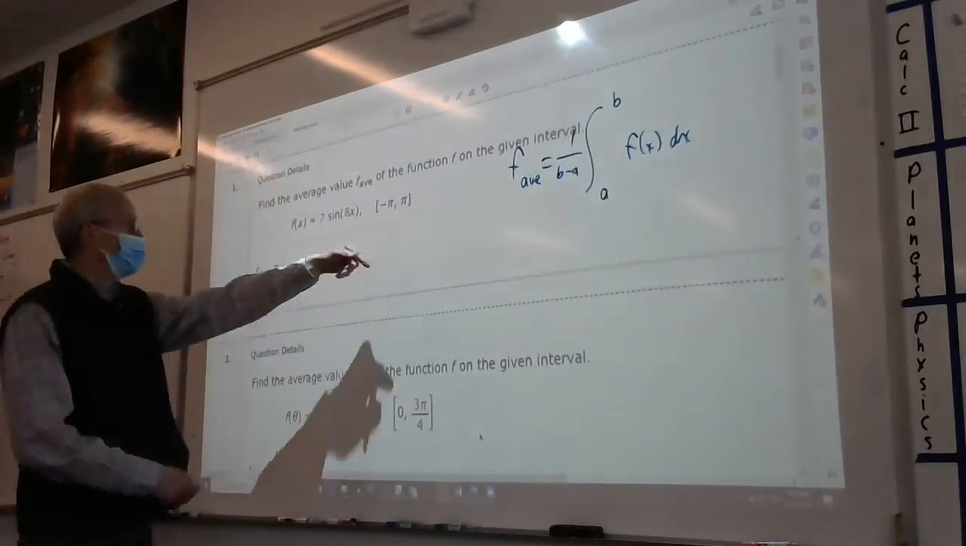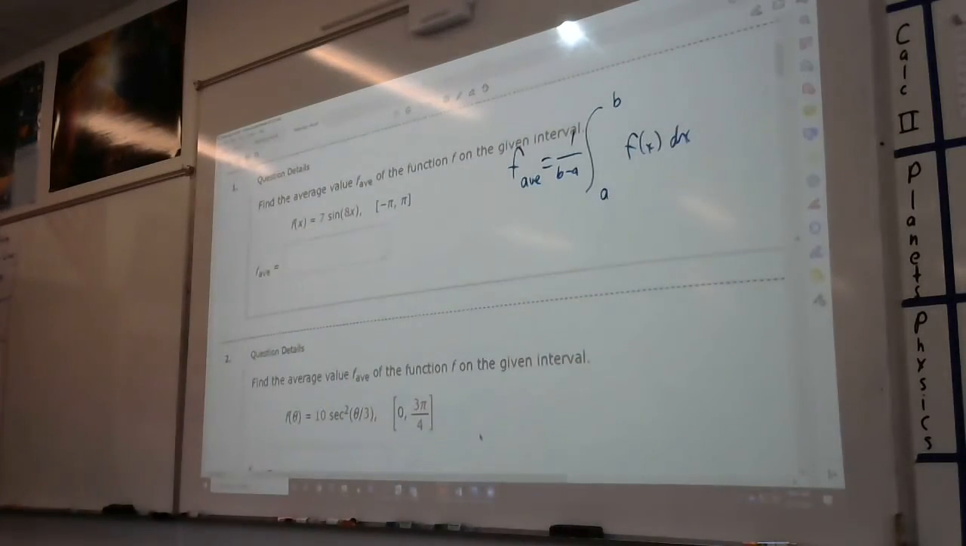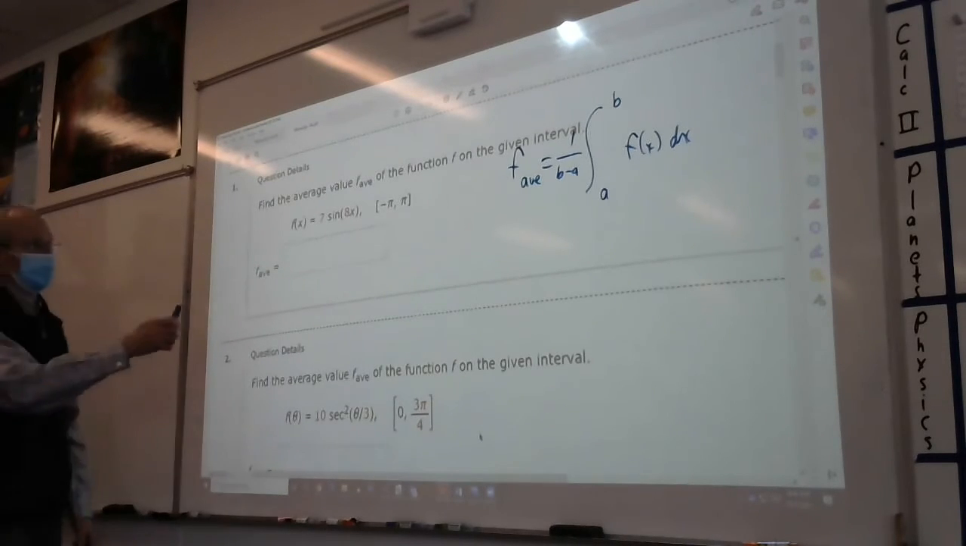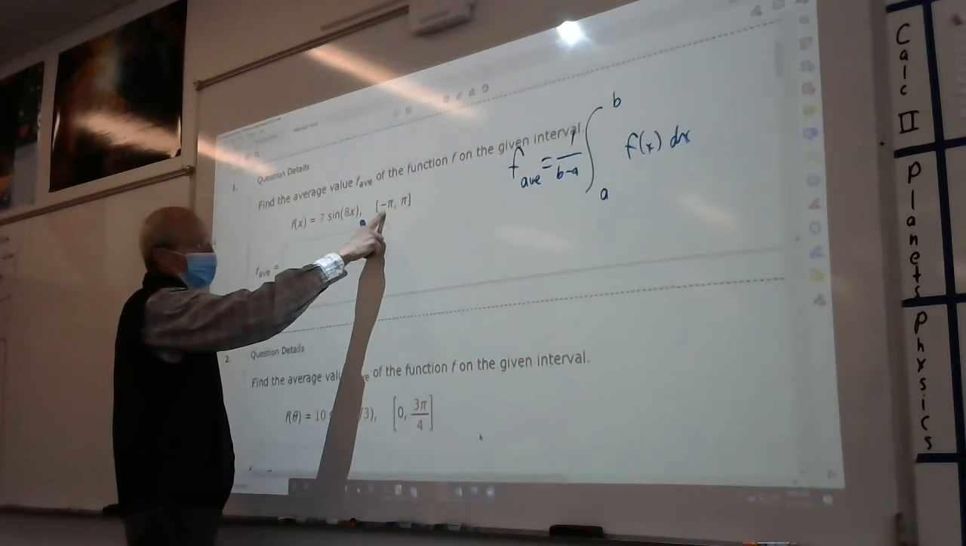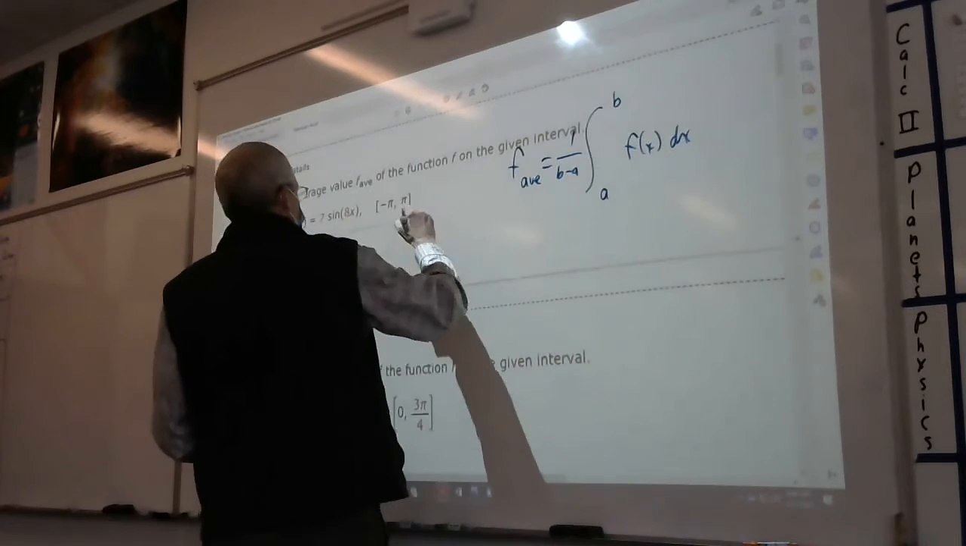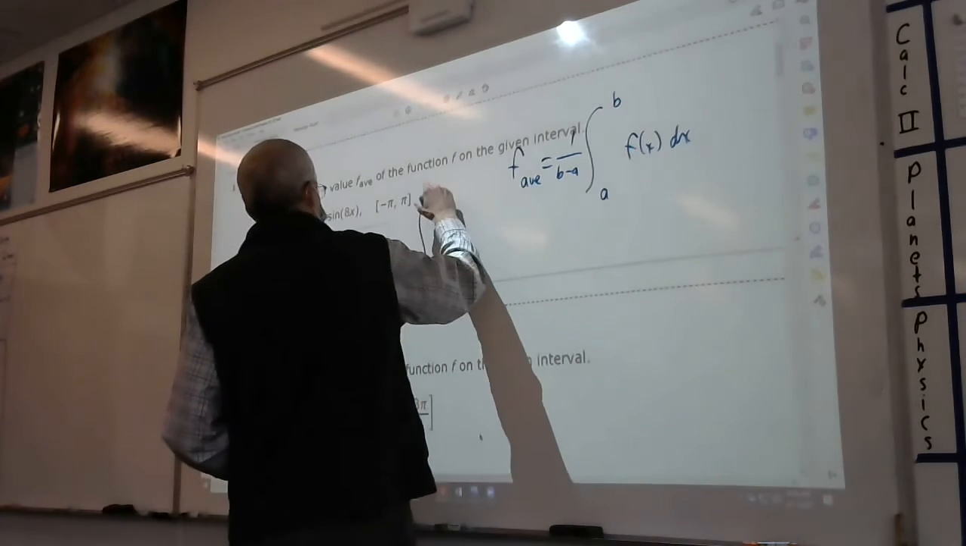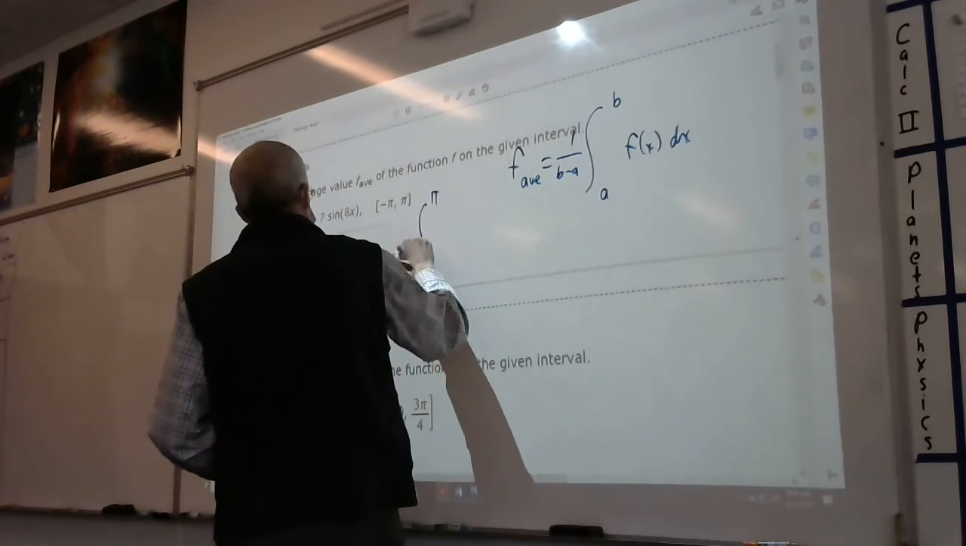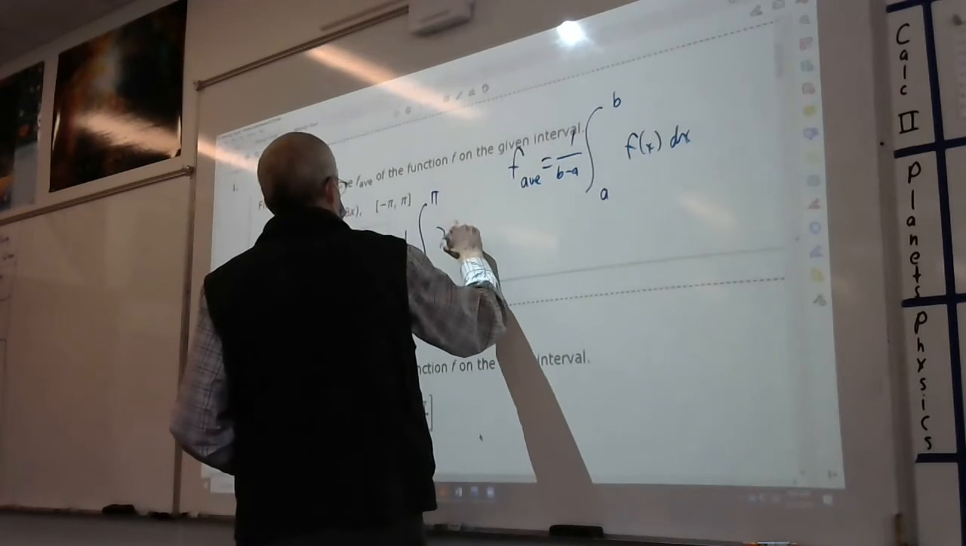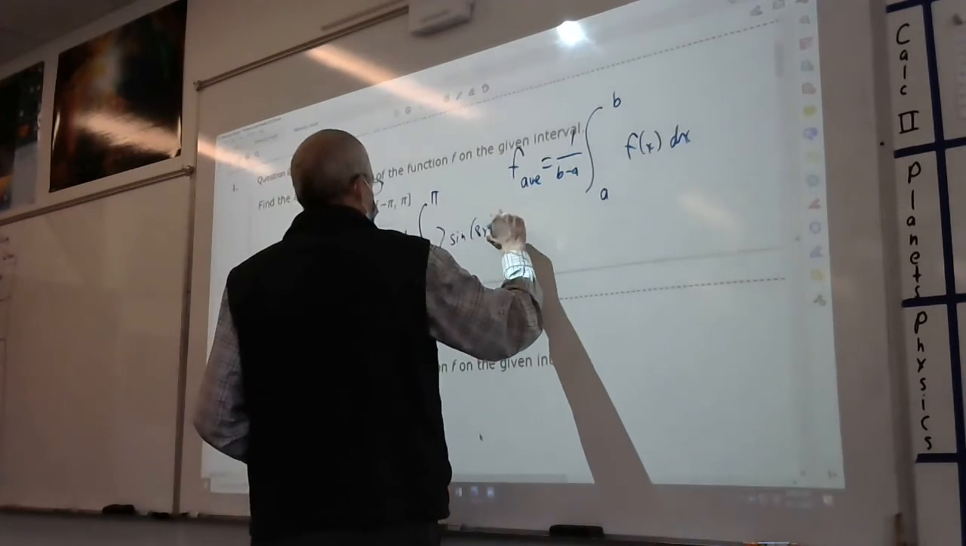So what is the average value of that? You just integrate that from negative pi to pi. Divide by the range, which is 2 pi, right? The range is negative pi to pi. So b minus a, pi minus negative pi, is 2 pi, so that's 1 over 2 pi. So the integral from negative pi to pi of 1 over 2 pi of 7 sine of 8x dx.